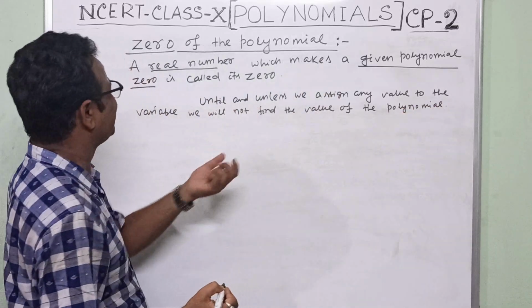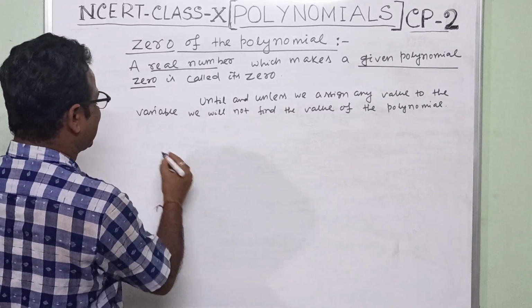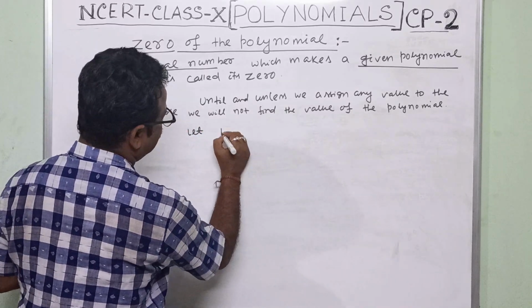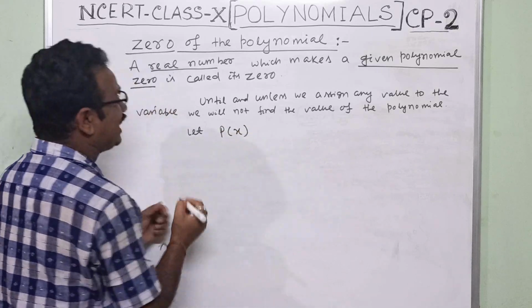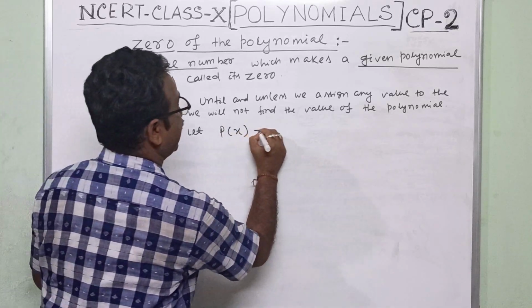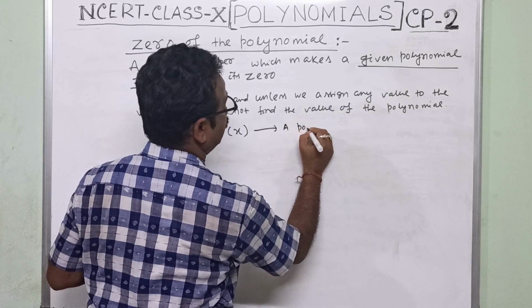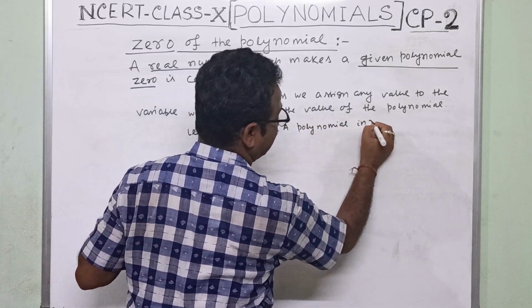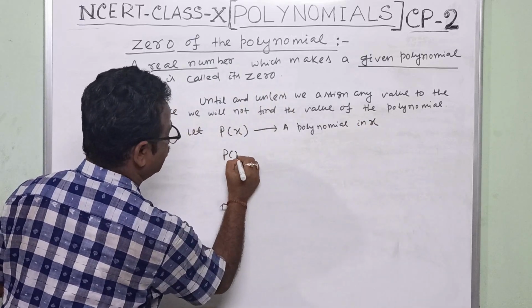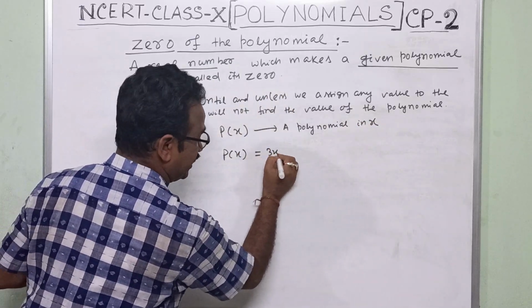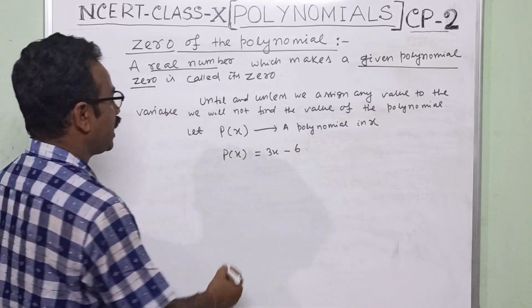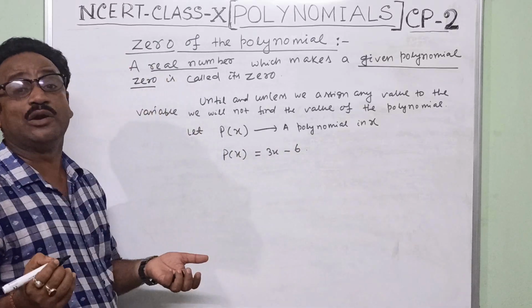So what is this? Let us discuss it. Take an example. Let's say p(x), a polynomial in x. Let p(x) = 3x - 6. I have taken this. Now I will take different values of x.